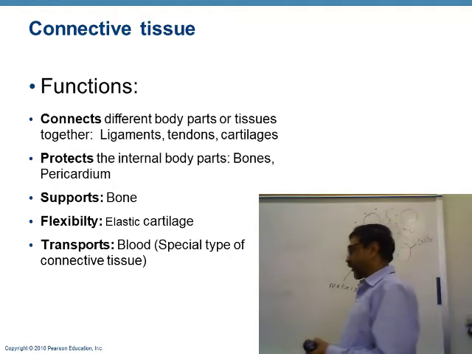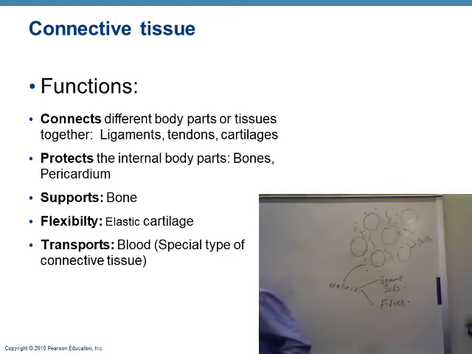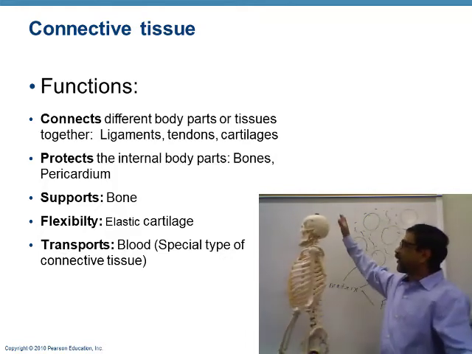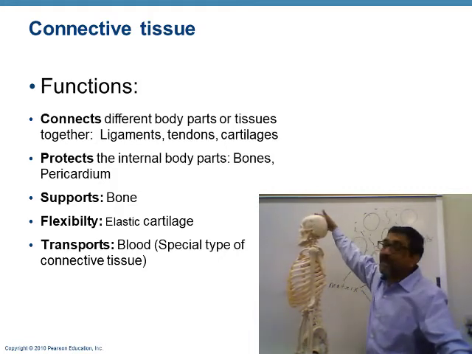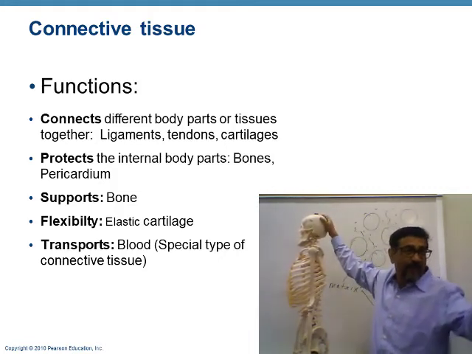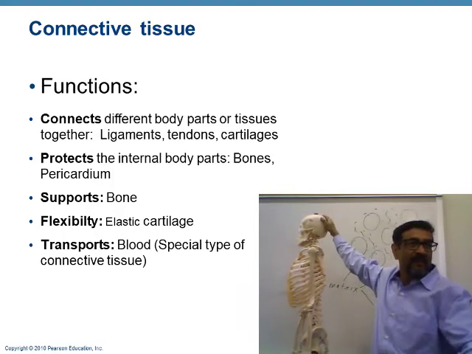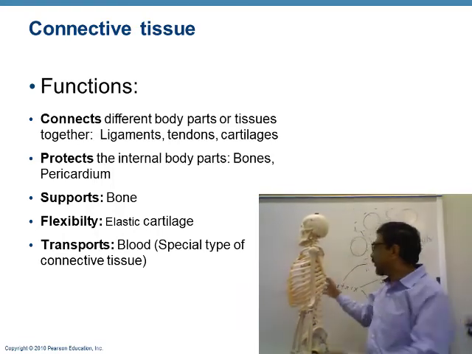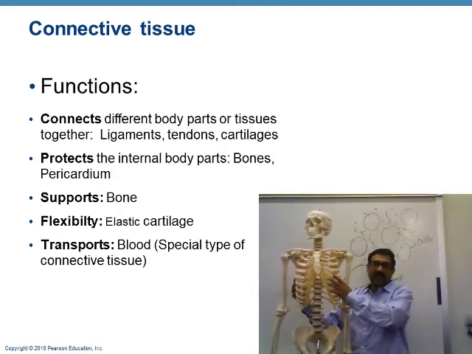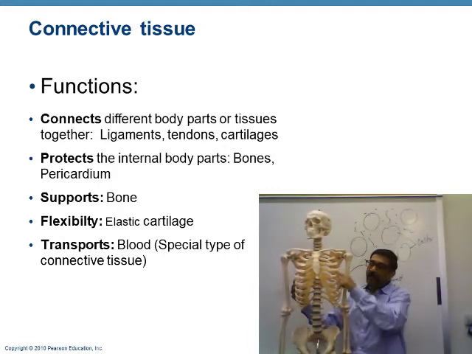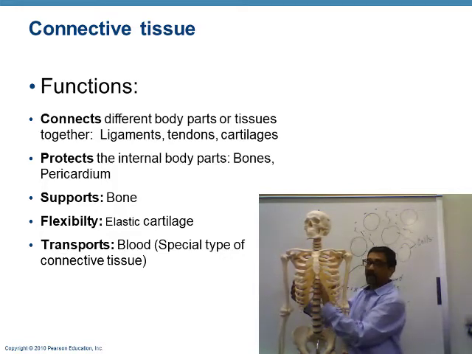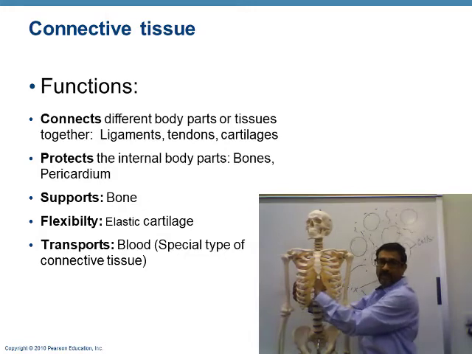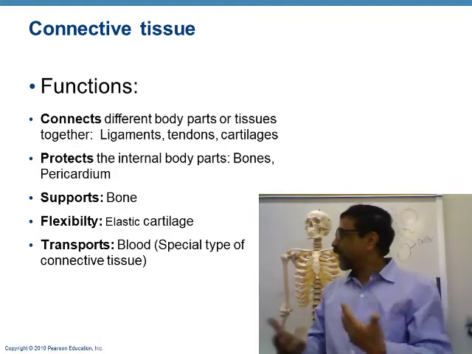Number two, protects. There are many examples. Let me give you the best ones. Bones are connective tissue. You already know that the cranial bones protect the most important organ of the body, the brain. Another example is the thoracic cage, formed by bones and cartilages. Both are connective tissue, and they protect your heart, lungs, and other structures inside the thoracic cage. Make sense? Those are just a couple of examples.